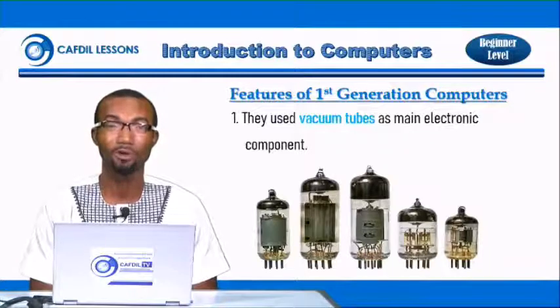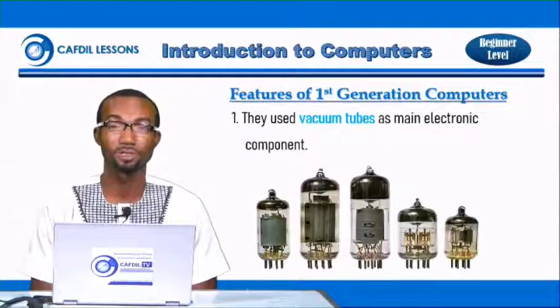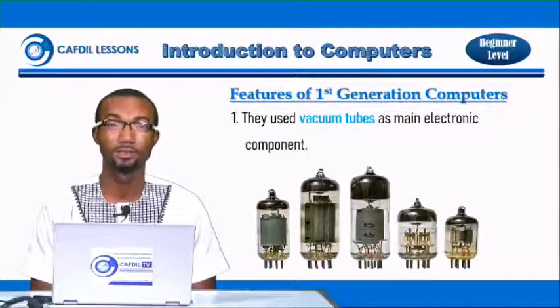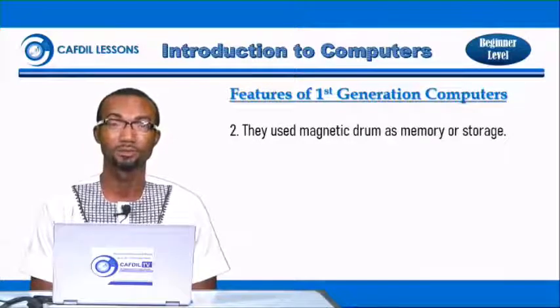And this is how vacuum tubes look like, as you see on your screen. Let's look at the second one. They used magnetic drum as memory or storage.